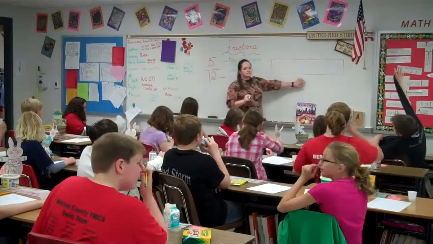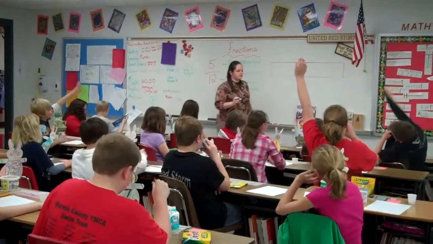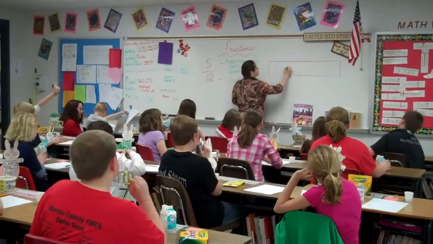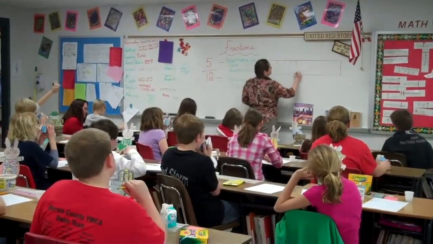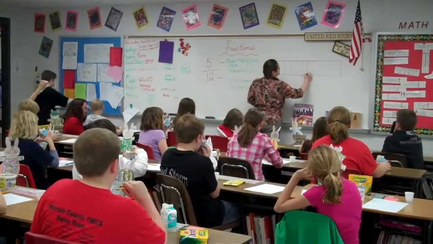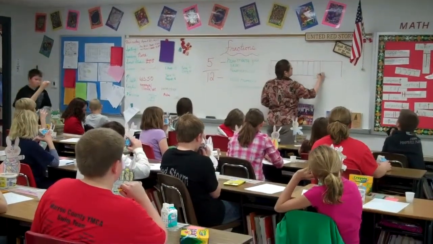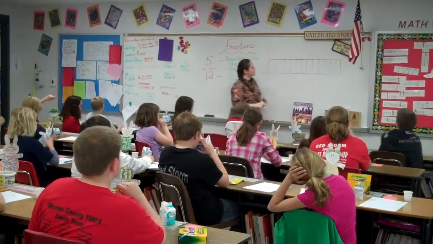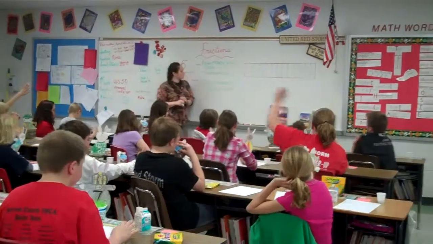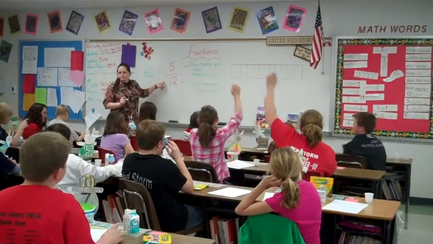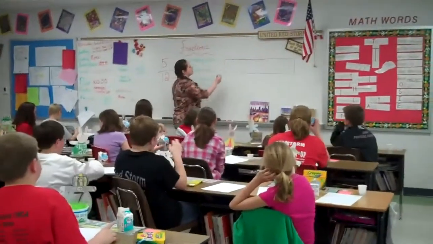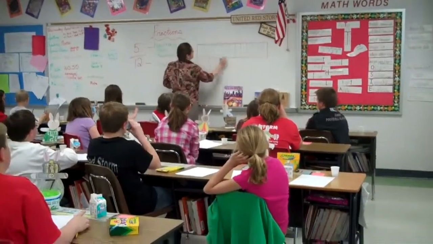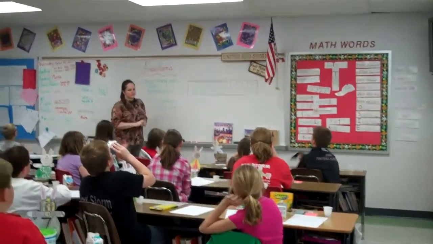Box in like this. Ethan? You'd make 12 squares. 1, 2, 3, 4, 5, 6, 7, 8, 9, 10. Okay, we have 12 squares. So now what? How do we represent 5 twelfths? Steph? Shade in 5 squares. You shade in 5. Is that 5 twelfths? Yes.